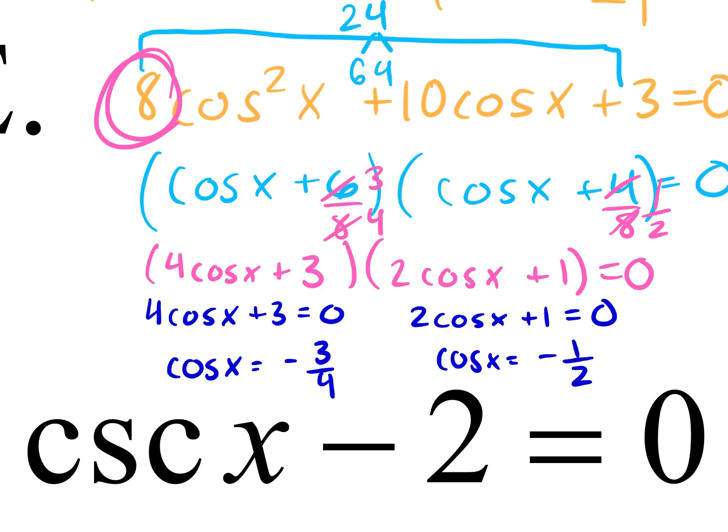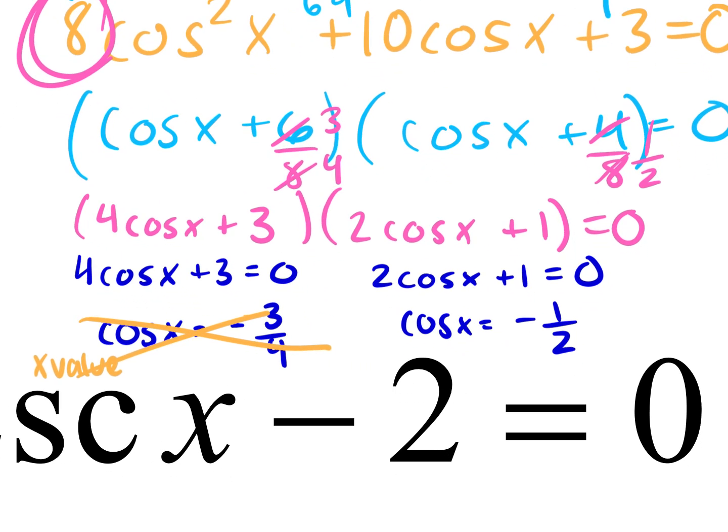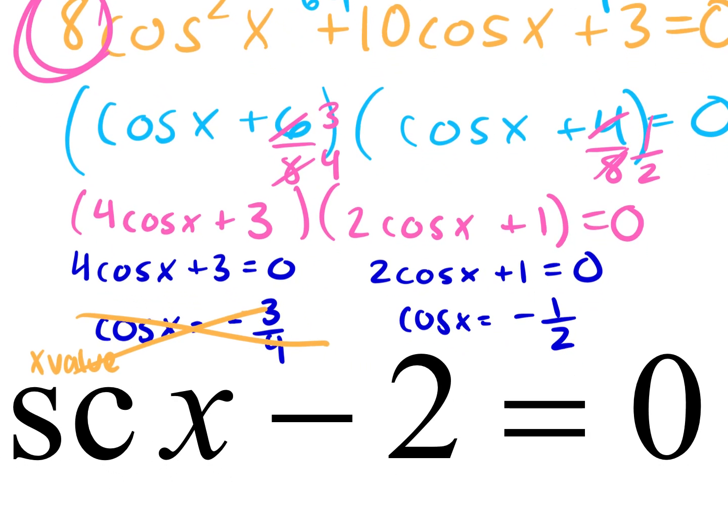Now cosine tells us to look at what value on the unit circle? The x value. On my unit circle, is there any x value that is -3/4? No, so we can cross this one off. That's not going to give us an answer on the unit circle. If we had a calculator, we could figure it out, but you won't on the test. We're just working with values on our unit circle.